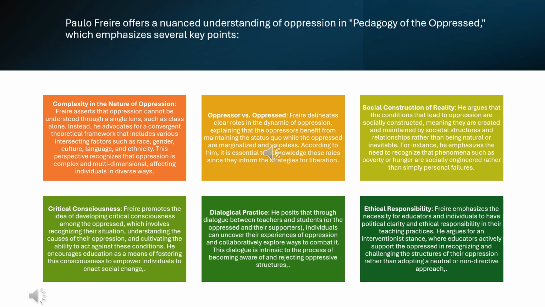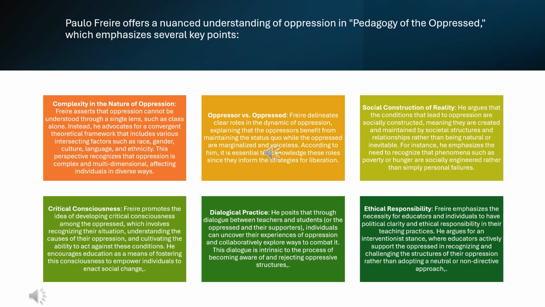fine line between the oppressor and oppressed, and sometimes it's important to understand the dynamics of oppression, explaining the oppressors benefiting from maintaining that status quo while the oppressed are being marginalized and being made to feel voiceless. For a teacher, it's very easy to do that, especially when your curriculum is predominantly white and colonial. It's very easy to reproduce that mentality in the classroom.